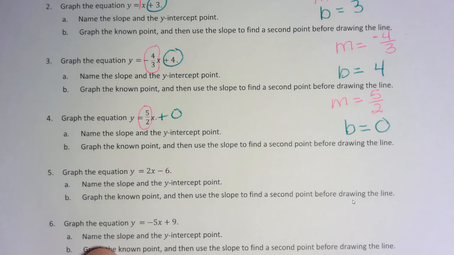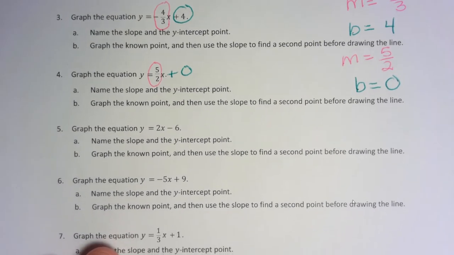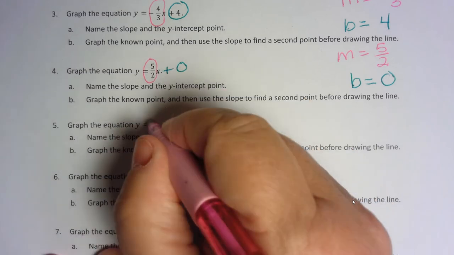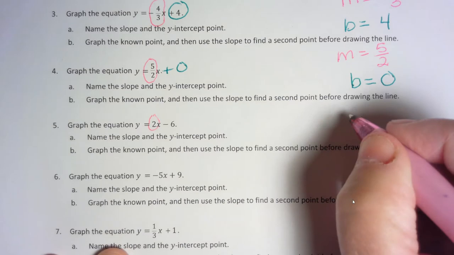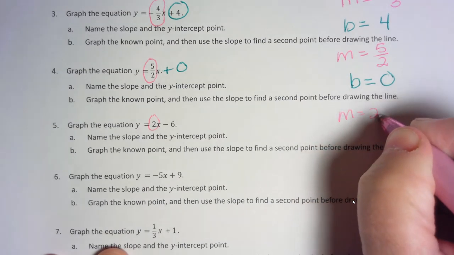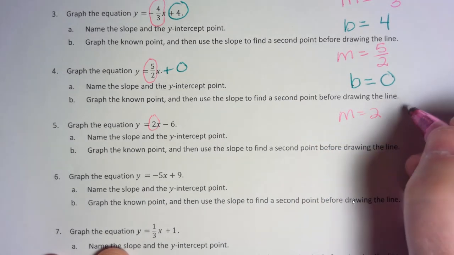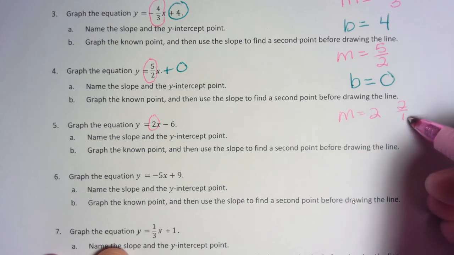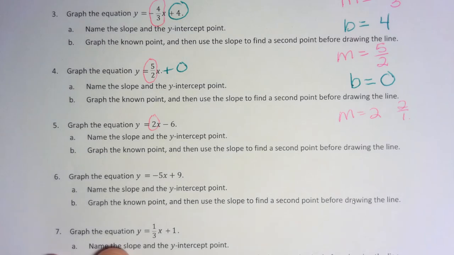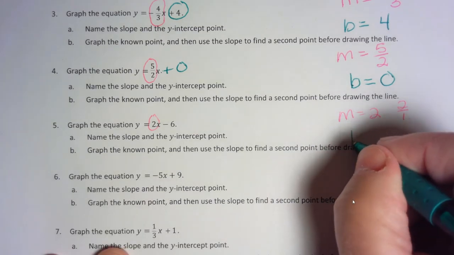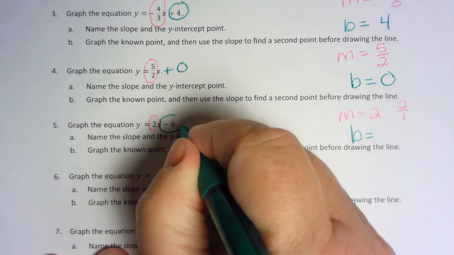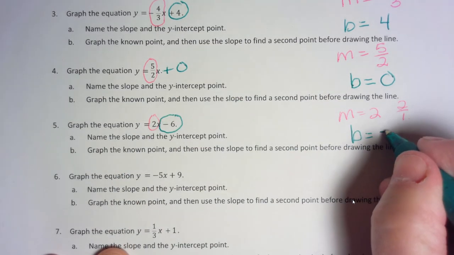The next one, number 5, y equals 2x minus 6. So what's our slope? M is going to be 2. To write that as a fraction, it'd be 2/1. So a rise of 2, a run of 1. And what is b? What is our y-intercept? Where's it crossing the y-axis? At -6.